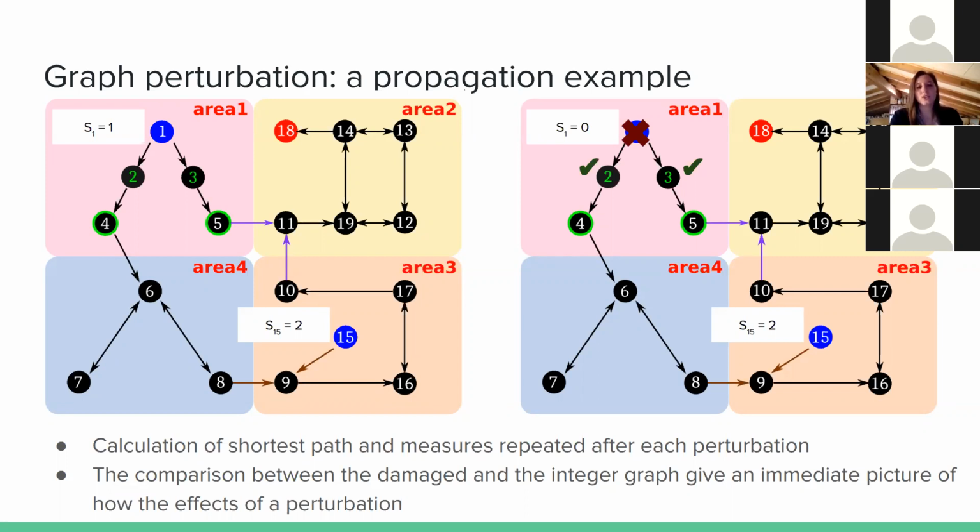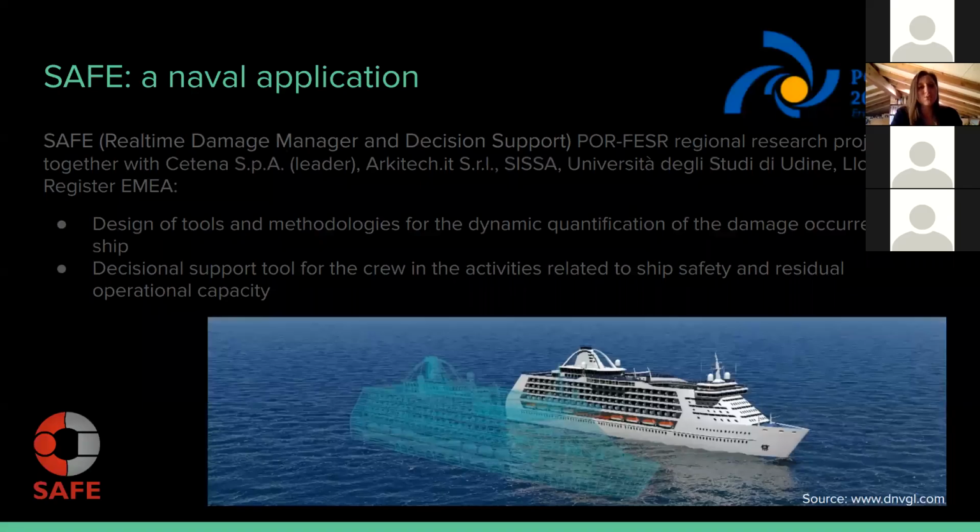Okay, now I told you a lot about GRAPE, but how do we use GRAPE? This is a practical use implementation in the project SAFE, which I've been involved in my master in high performance computing. And SAFE is real-time damage manager and decision support. It's a regional research project. It involves Cetena SPA, Architect SRL, SISTA, Università degli Studi di Udine, and Lloyd's Register.